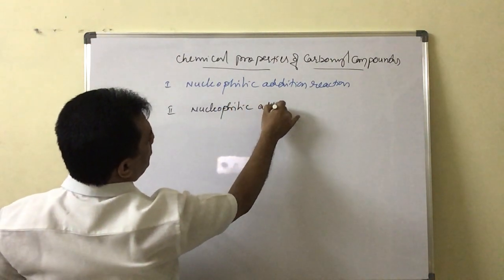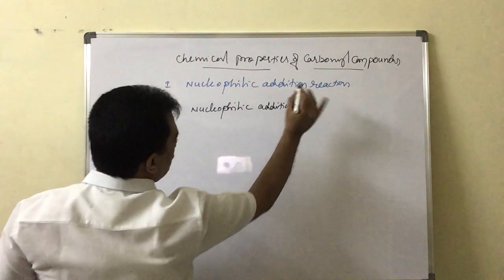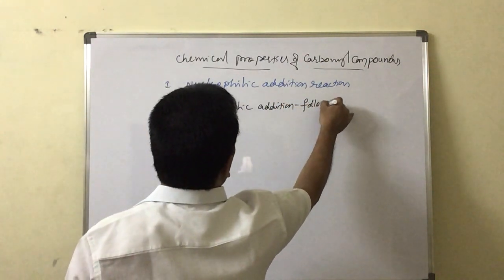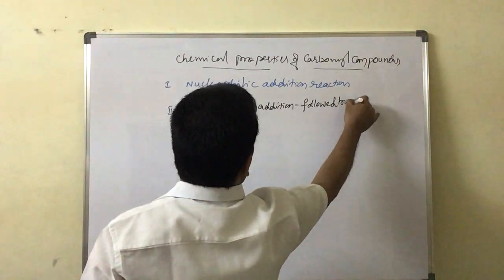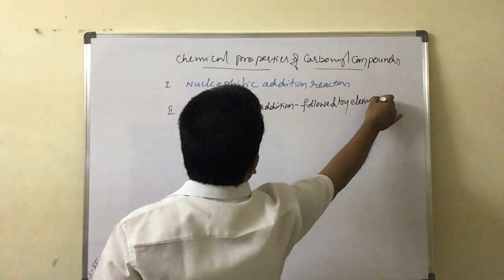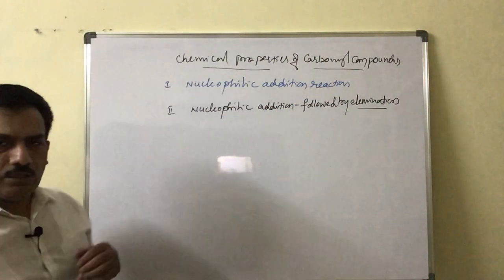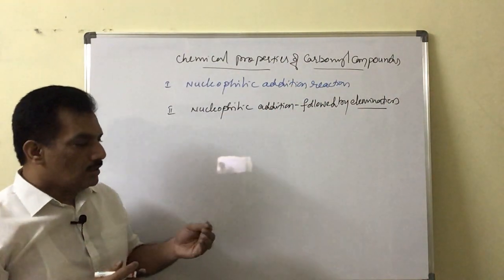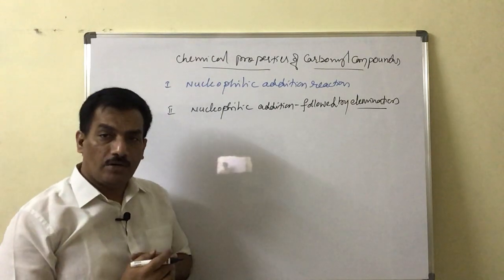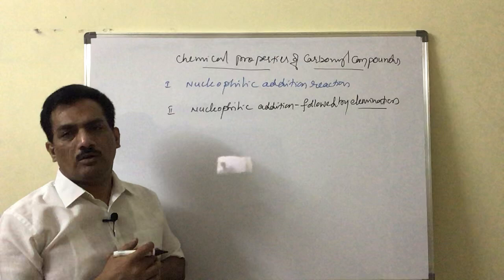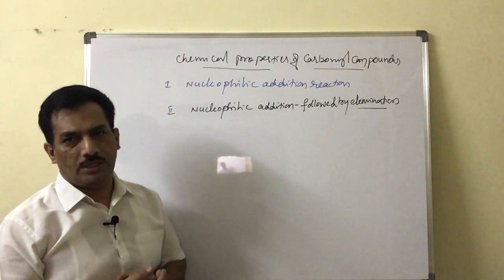Nucleophilic addition followed by elimination. Here the eliminated part is a smaller molecule, water. Oxygen from the carbonyl group and hydrogens from the ammonia derivative combine to form a water molecule. That water molecule will be eliminated after this nucleophilic addition.